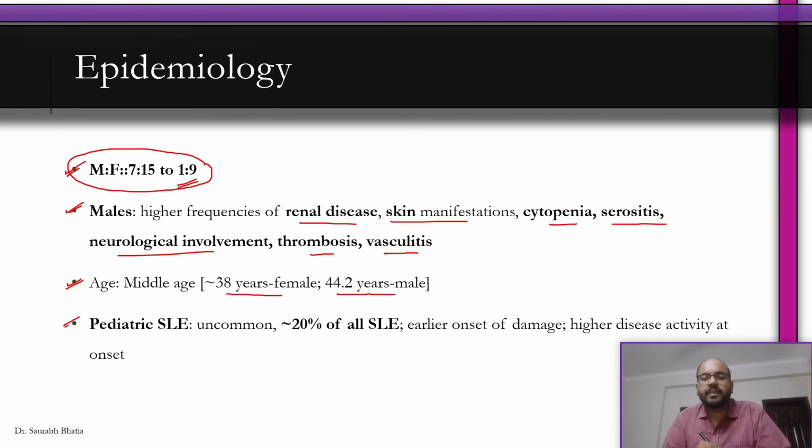In case of pediatric SLE, it's uncommon, but roughly about 20% of all SLE can be pediatric cases. In the case of pediatric SLE, there is earlier onset of organ damage, and there is higher disease activity at the onset. That means pediatric SLE, about 20% of all SLE cases, has higher organ damage at the onset of disease, and earlier onset of organ damage is seen in pediatric SLE.